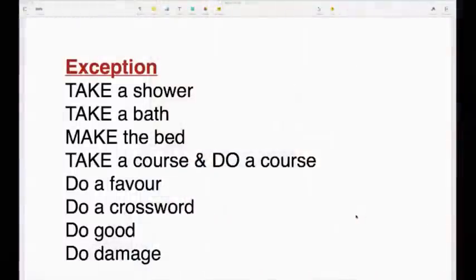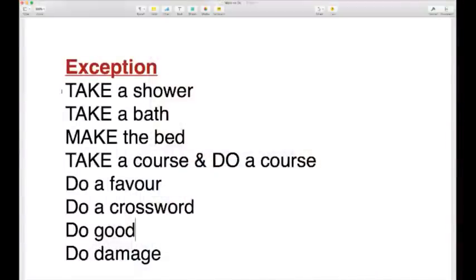Awesome. Let's carry on. So I'm talking here about exceptions. Some of the exceptions are you take a shower. Obviously, a shower is a regular thing. It's almost a chore. It's something you have to do on a regular basis. So you would think that we would say do a shower, but you don't do a shower. You take a shower, or you have a shower.